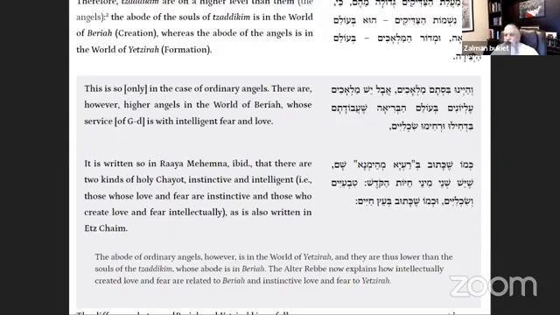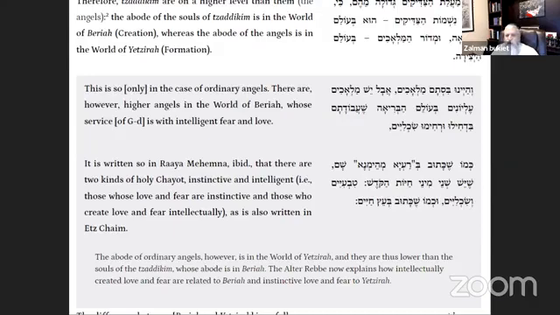Because as is brought down in Kabbalah, there are two levels of angels, tivim and sichlim. There are certain angels that also have the level of intellect, and there are angels that don't. So in regard to angels, the Alter Rebbe gives the Hagah depending on that. The abode of ordinary angels, in general, is the world of Yetzirah, and they are thus lower than the souls of tzaddikim, whose abode is Bria.